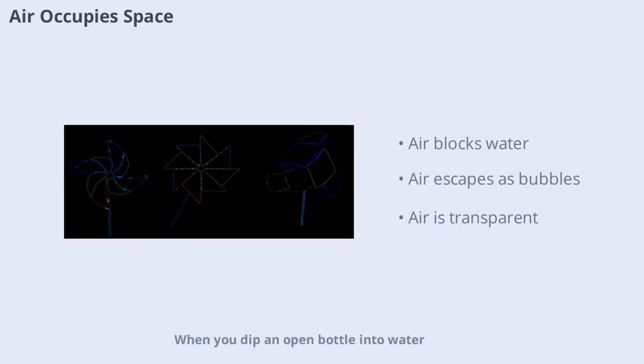When you dip an open bottle into water, the water doesn't enter unless you tilt the bottle. This is because air inside the bottle blocks the water. As you tilt, air escapes as bubbles and water fills the space. This simple experiment proves that air occupies space and is present everywhere, even in places we think are empty. Air is transparent and has no color, making it invisible but always present.